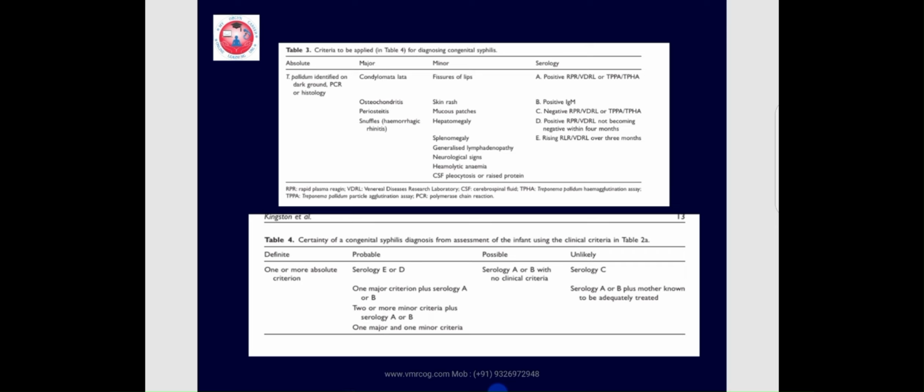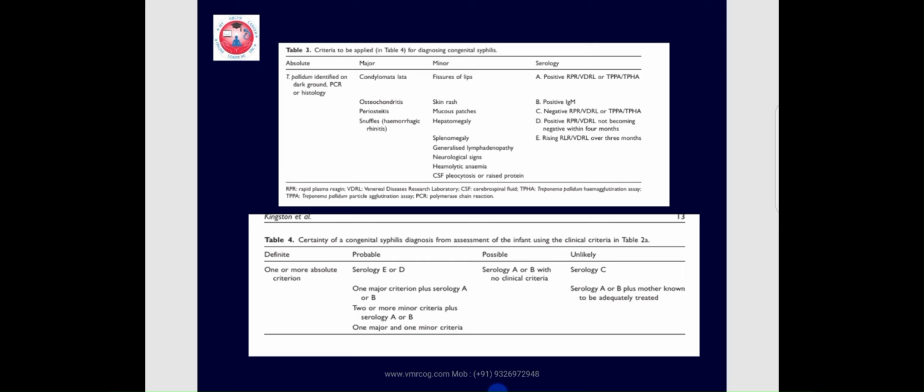So you have one direct demonstration of Treponema pallidum, that is the absolute criterion. Then clinically you have major and minor. In clinical major, remember BONES: osteochondritis, periostitis, condyloma lata, and snuffles, that is affection of the nose. And in serology there are A, B, C, D, E.